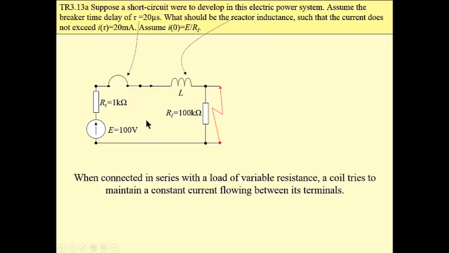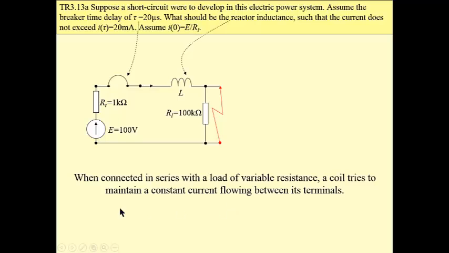To prevent a rise of this current, at first a breaker is connected in series, and also you have to connect a reactor inductance. Why? Because each breaker has some delay time. It breaks after 20 microseconds, and we don't want the current to be greater than 20 milliamp at this 20 microseconds. Actually, we want this current to be exactly 20 milliamp, and our task is to size this coil, this reactor inductance.